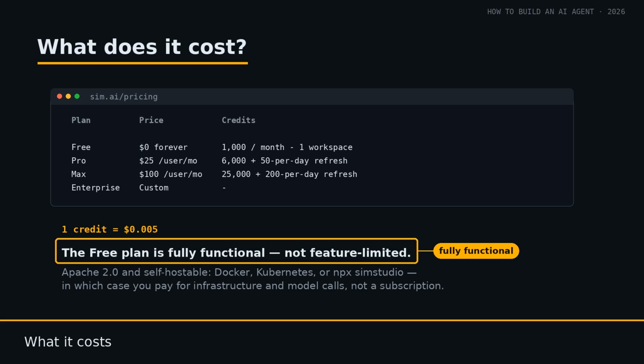Enterprise is custom, and SIM is Apache 2.0 licensed and self-hostable via Docker, Kubernetes, or NPX SIM Studio, in which case you're paying for infrastructure and model calls rather than a subscription.